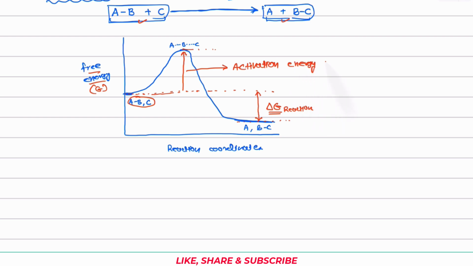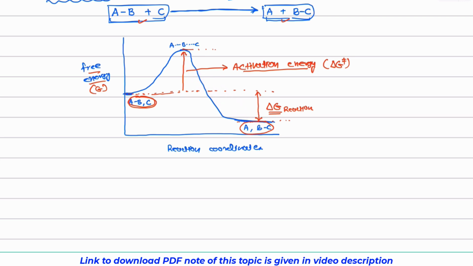And by the symbol, we can represent it by the delta G double dagger, right? So this is the activation energy. Now we can easily understand that the higher the activation energy, the higher the barrier between the substrate and product. It will be easy to understand, right? If more energy investment is required at this place, then there are fewer chances that the substrate can get converted to the product, right? Now how does the enzyme appear in this picture?